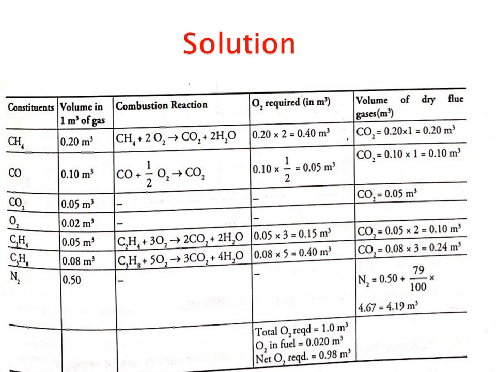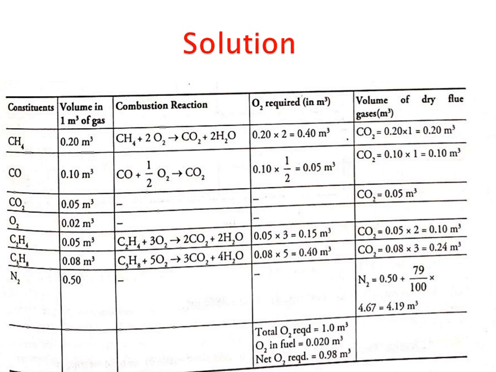Now let us come to the second part of the question, volume of dry flue gases. Now methane burns to give carbon dioxide. One volume of methane burns to give one volume of carbon dioxide. So 0.20 will give you 0.20 meter cube of carbon dioxide. Similarly, one volume of carbon monoxide burns to give you one volume of carbon dioxide. So 0.10 into 1, carbon dioxide is 0.10 meter cube. Now carbon dioxide in fuel is 0.05 meter cube, so that we write as such.